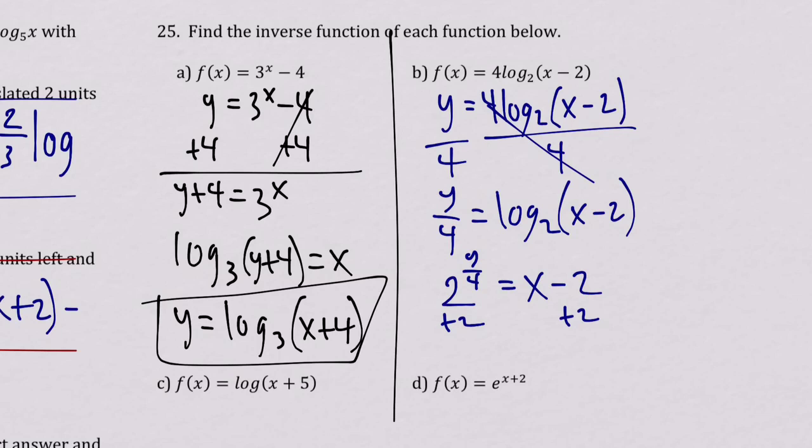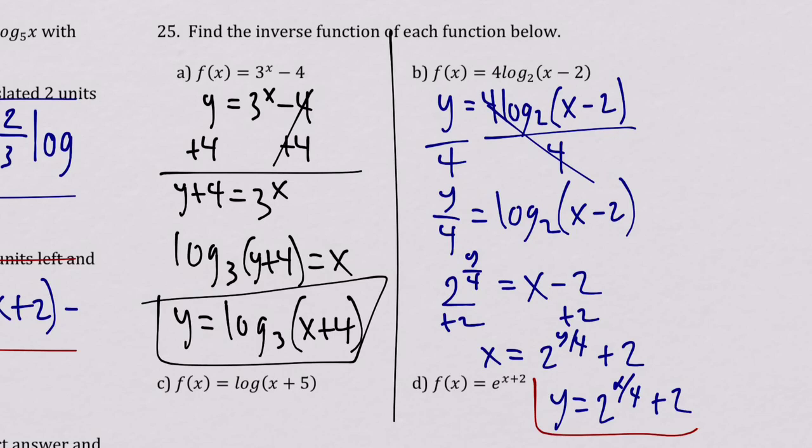So it's going to give me x equals, I flip the x to the left side, I always like it on the left side better. 2 to the y over 4 plus 2. And then finally flip the x with the y. So y equals 2 to the x over 4 plus 2. There is your inverse.